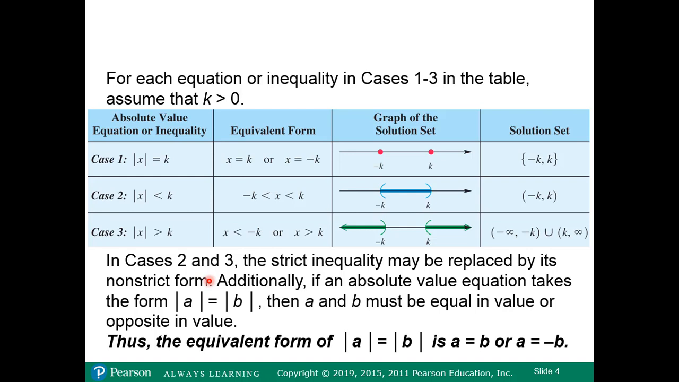Additionally, if an absolute value equation takes the form of the absolute value of A is equal to the absolute value of B, then A and B must be equal in value, or they must have opposite values. Thus, the equivalent form of this is A equals B, or A equals -B. So this is another thing that you want to make sure you understand.